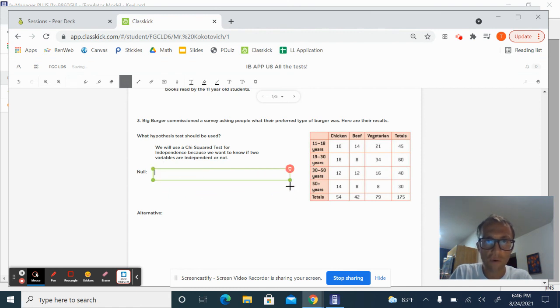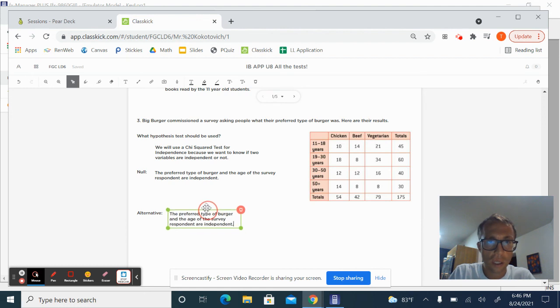Null, super straightforward from our conversations in class. The preferred type of burger and the age of the survey respondent are independent. And then, copy paste that, because the alternative right here is the preferred type of burger and the age of the survey respondent are not independent. There is a relationship there.